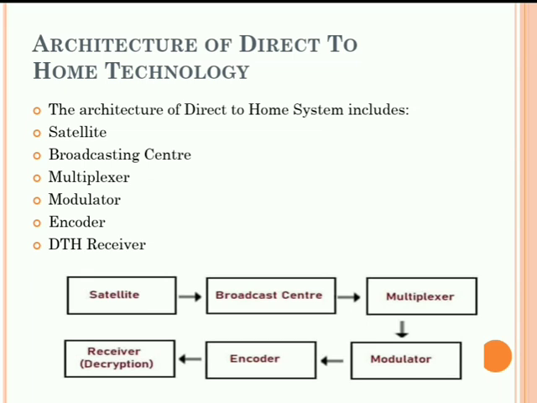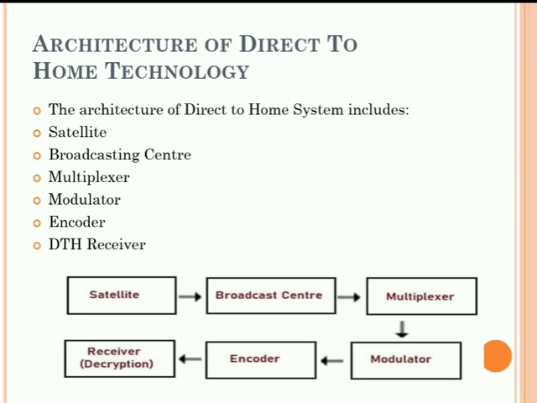Next block is the multiplexer. A multiplexer is a device which transmits the information of many channels in one channel. It is a part of the broadcasting center. In the broadcasting center, the multiplexer compresses all the data or frequency signals into one single channel and transmits it to the geostationary satellite. It sends the signal channel to the modulator.